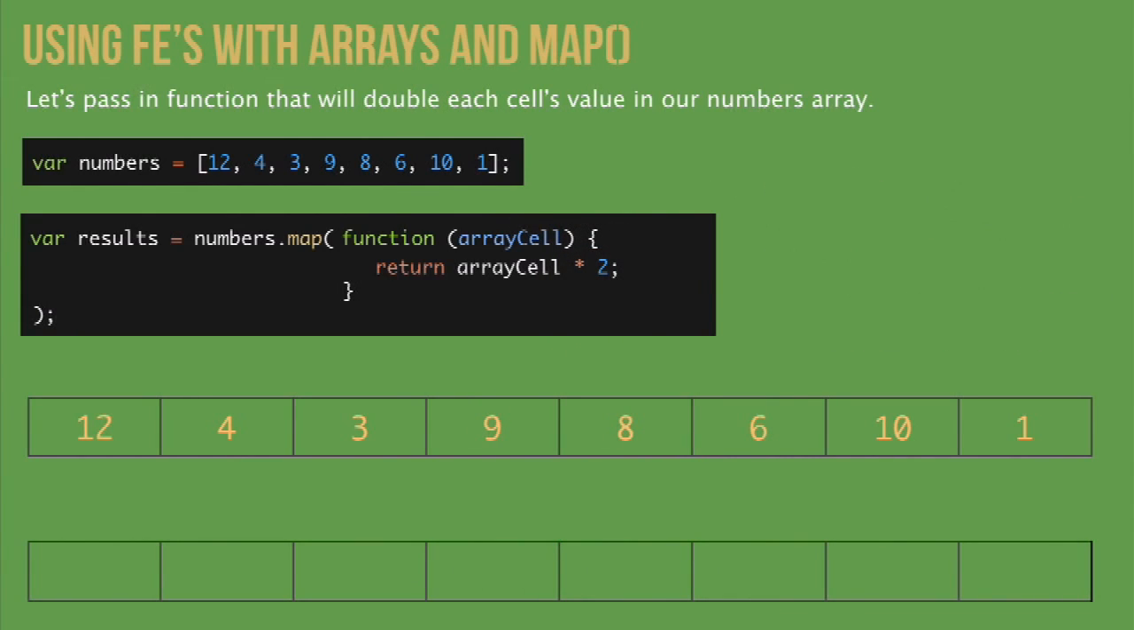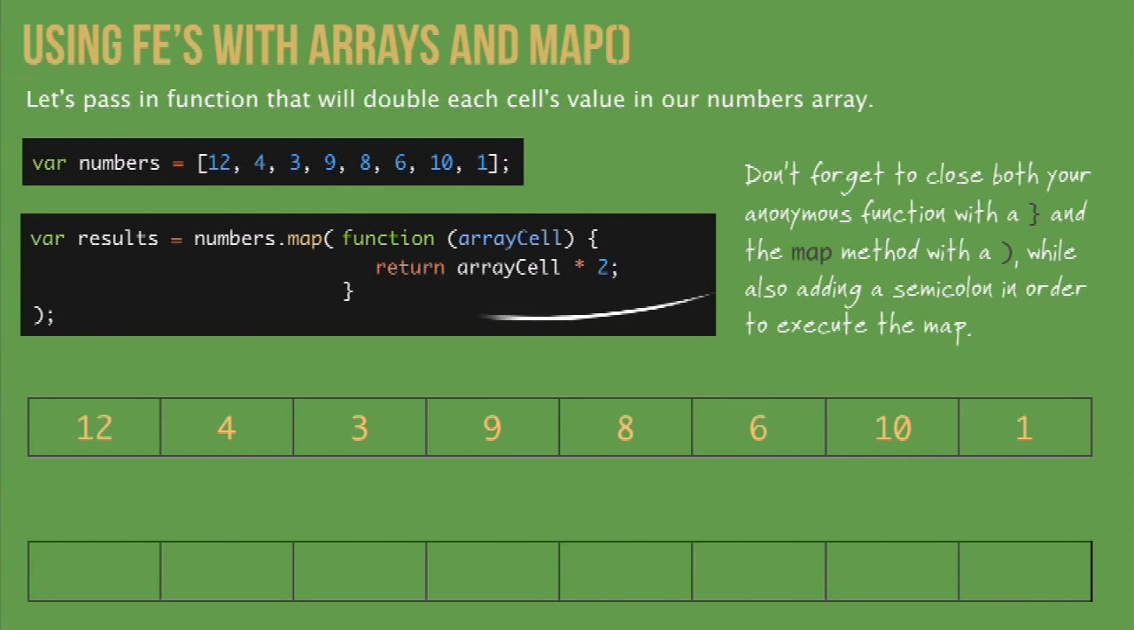Now, something important here to remember is that you always have to close your function body, so make sure that you put a bracket at the end of your function body, as well as close the map method with a parenthesis. Then, tying the whole statement together, since we do have an assignment here, is a semicolon to make sure that we execute the function and pass all of the results to the results variable.